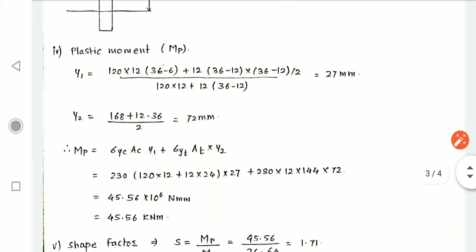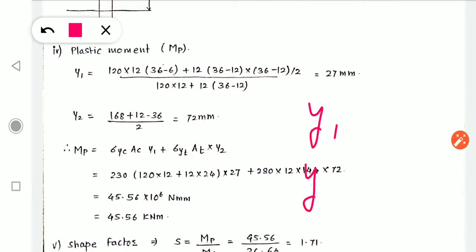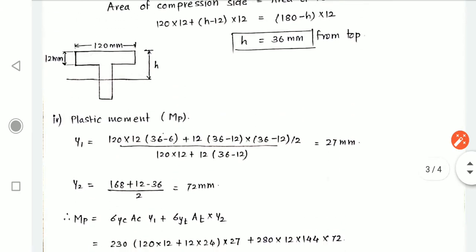Okay, now let's go to the next step. The next step is the plastic moment. Calculation of the plastic moment. How to calculate the plastic moment? Again we need y, y1 and y2. For y1 we are taking the help of the diagram, so the diagram is required. Let's focus over here.